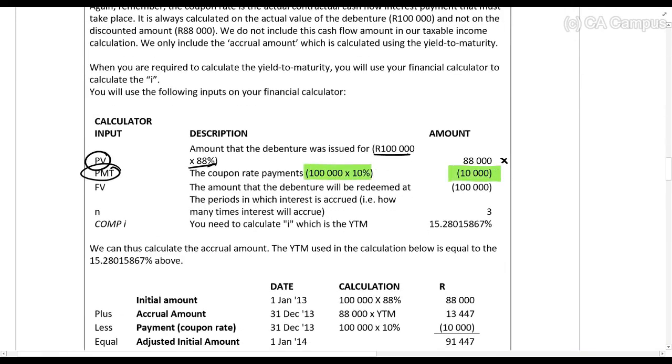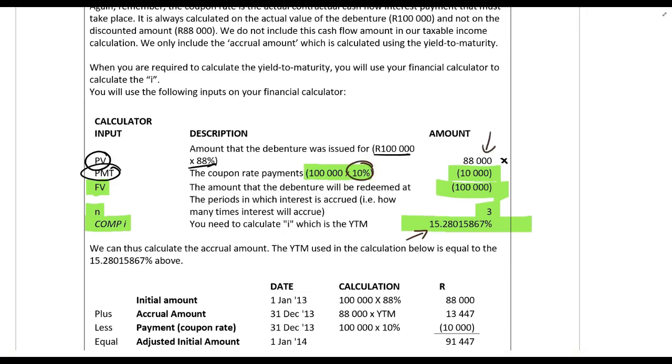Can you see there, guys? Right, future value, how much are we going to pay back in future? 100,000 rands. N is 3, so then we can calculate I. So now I want you to see, and this is something that you know again, can you see now our yield to maturity is different from our interest on our debenture. Why? Because of that 88,000 rands discount.